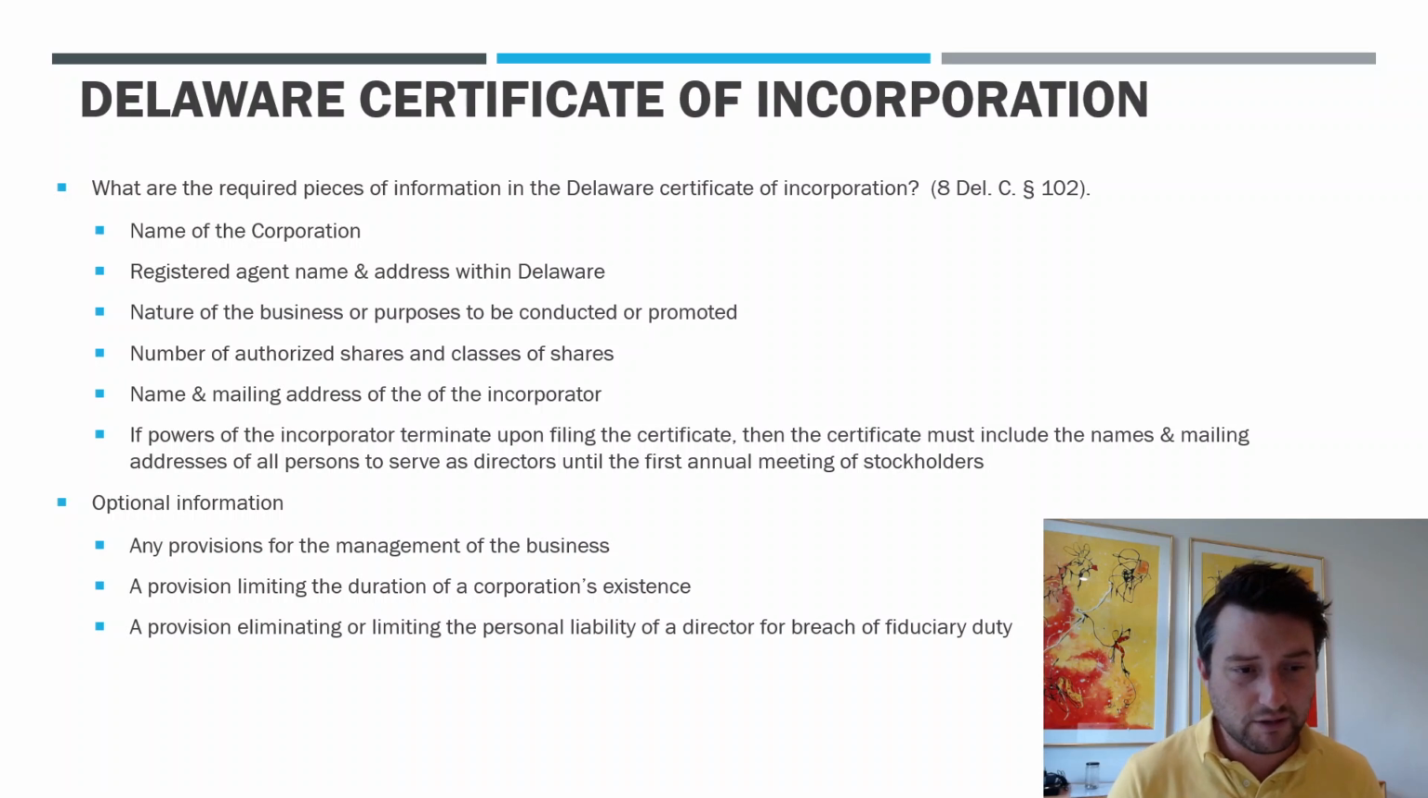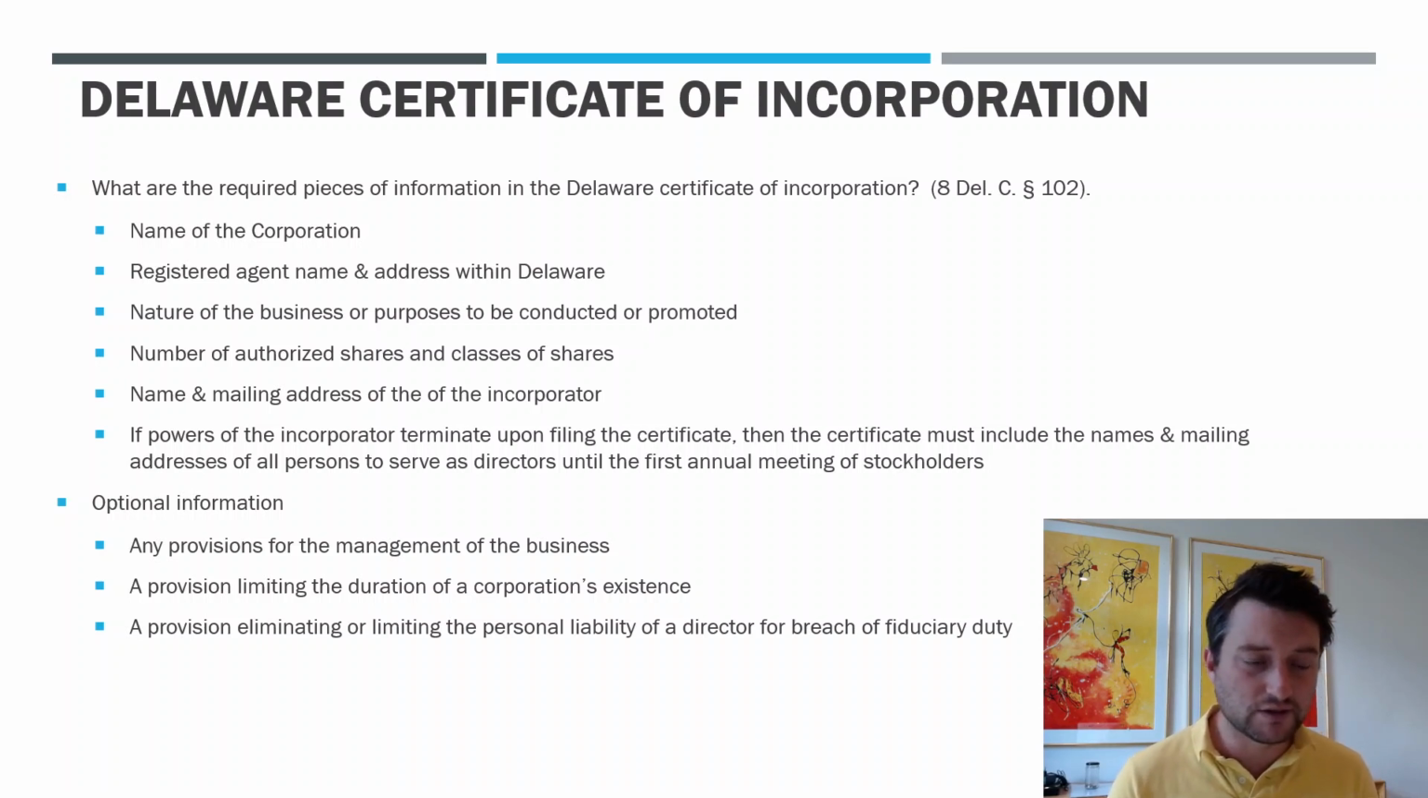Now, if the powers of the incorporator terminate immediately upon filing the certificate, then the certificate has to include the names and mailing addresses of those persons that are going to serve as the first initial board of directors, right? And this makes sense, right? So if what you're saying to Delaware is, okay, let's say me, for example, I'm Jason, I'm the attorney, I'm filing this, but as soon as the document is filed, my role terminates immediately and I walk away from it. That's okay, but Delaware needs to now know who are going to be the directors, right? Because we have to know who the directors are.